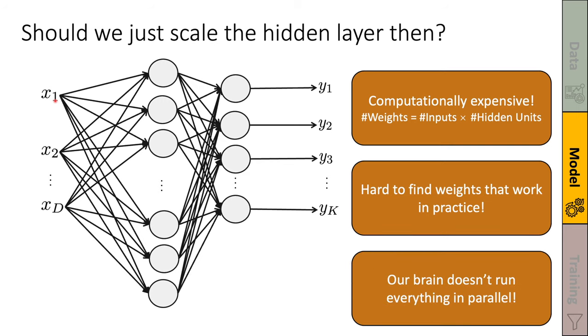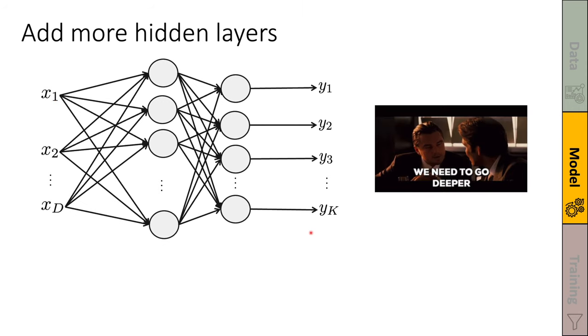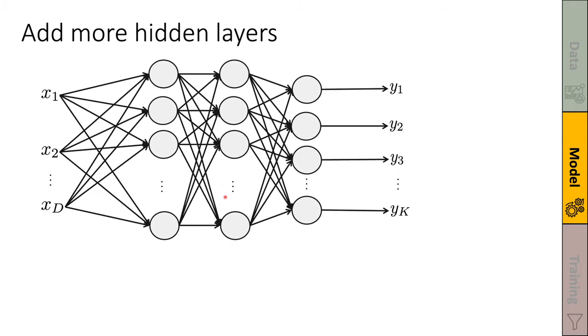And finally, it might not be the best idea also looking at our brain, because the brain does not work with everything in parallel, but it has a hierarchical structure. It processes the inputs layer-wise. So we need to go deeper. That means just adding more hidden layers, which means we add a new layer that gets the previous layer's outputs as its inputs and connects to the next layer.